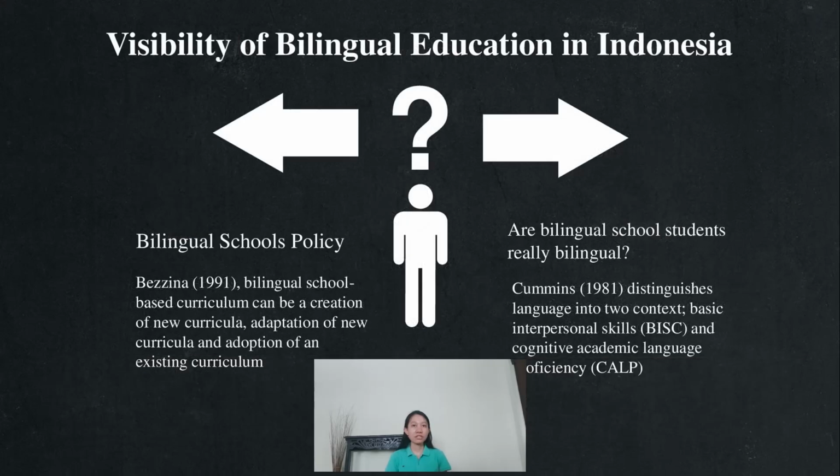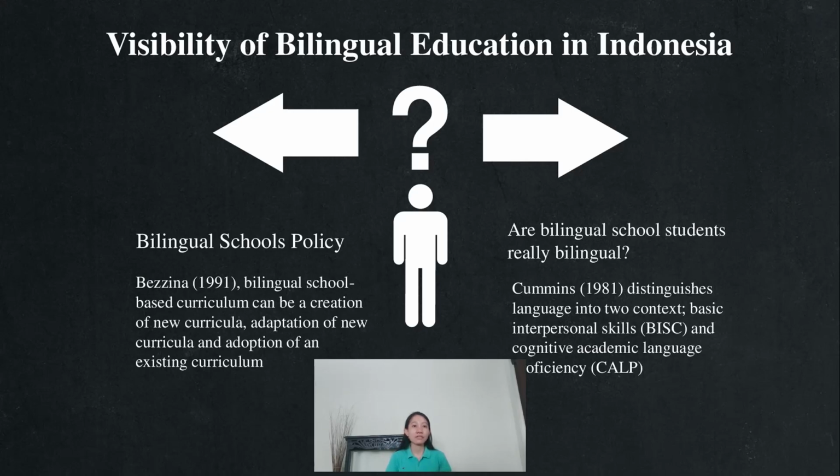Everyone, based on the finding of the research, the feasibility of bilingual education can be seen from its policy and the students. First, the bilingual school policy still has no clear distinction from the common public school based on its curriculum and assessment. Moreover, Baker suggests that bilingual school-based curriculum can be a creation of new curricula or adoption of the existing curriculum. While in view of bilingual school students' English proficiency, the question is: are they really bilingual?